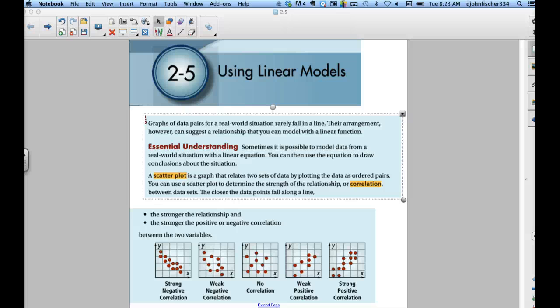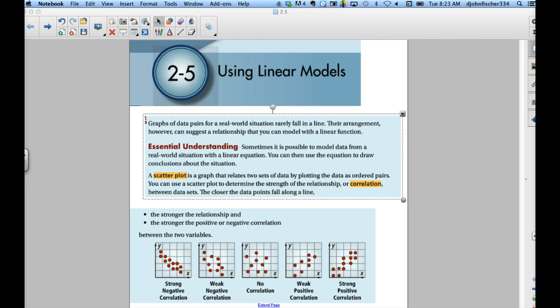Okay, we're going to talk about section 2.5. 2.5 deals with using the linear models. In the previous sections, we've dealt with linear models, writing them from 2 points and so on. Now we're going to look at correlations, a little bit more statistics theory here as we go through.